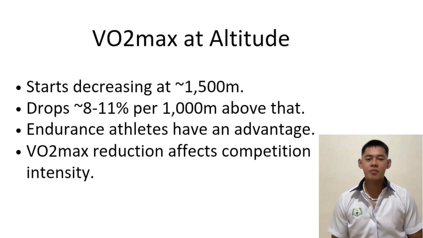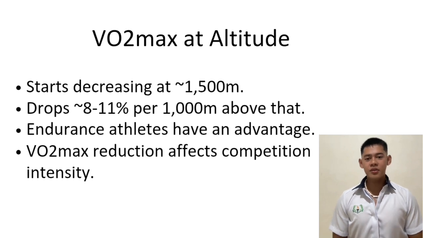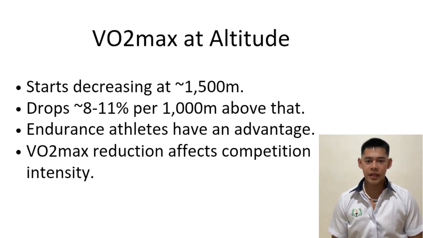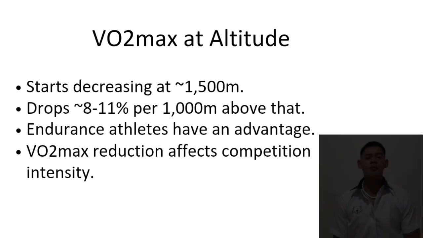Next is VO2 max at altitude. VO2 max, or maximal oxygen uptake, begins to decline at around 1,500 meters and drops by 8 to 11% with every additional 1,000 meters. For endurance athletes, this significantly limits performance, while those with higher VO2 max have an advantage. Even they must work at a lower percentage of their maximum capacity at higher elevation.